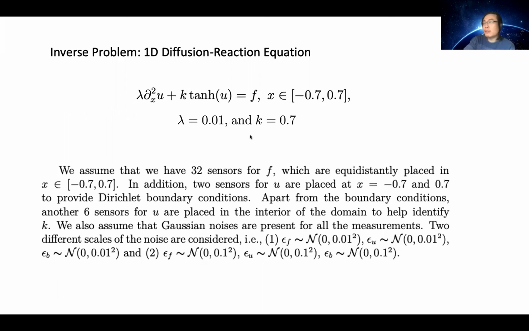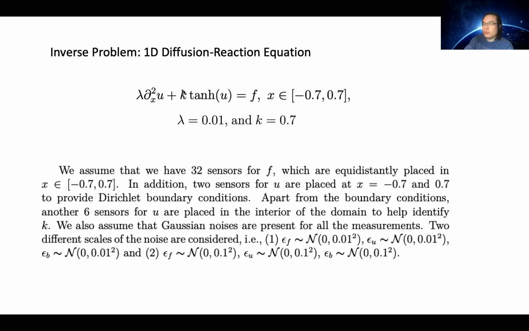Okay, I think we have, okay, I didn't put it here. So we assume that we have 22 sensors for F, which are equidistantly placed. And also we have a boundary condition. And apart from the boundary condition, another 6 sensors for U are placed in the interior of the domain to help identify K. We also assume that Gaussian noise is present for all the measurements. So, as before, we consider 1% error and 10% error noise.